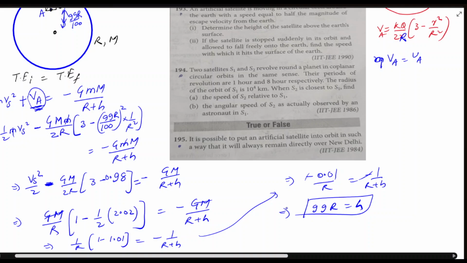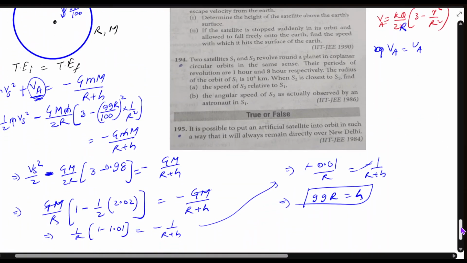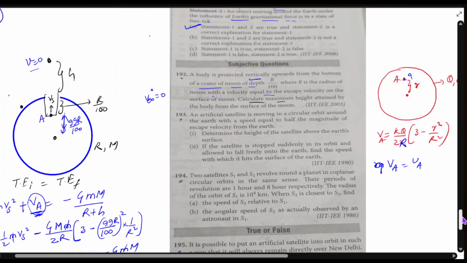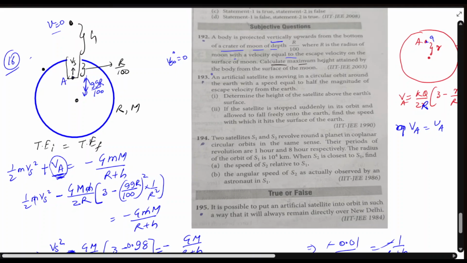Okay. So the calculation will be a bit complicated, but the solution is easy, right? This is the problem with this chapter. Okay. So we have the maximum height it will attain will be 99 times r, right? So this was our 16th question.